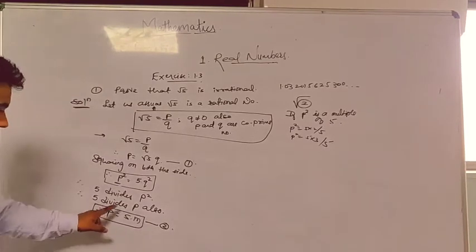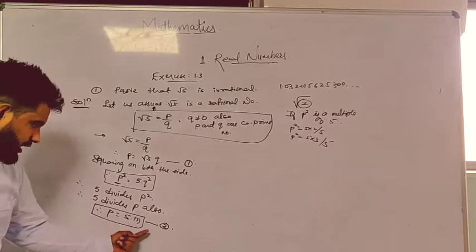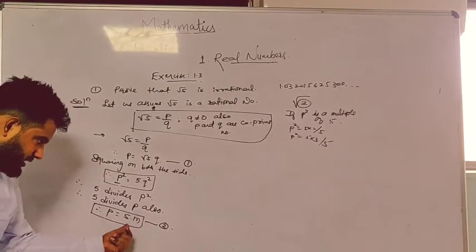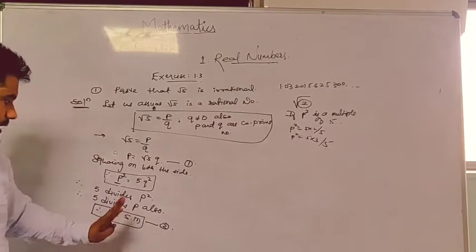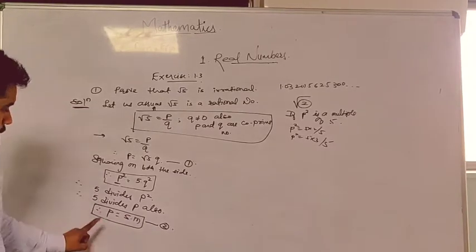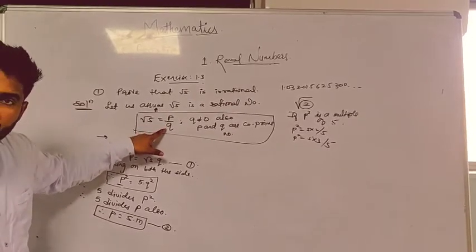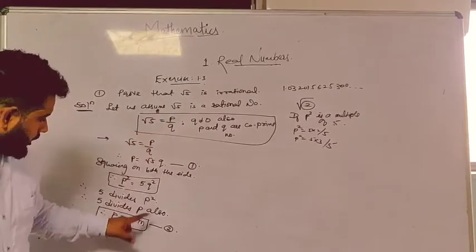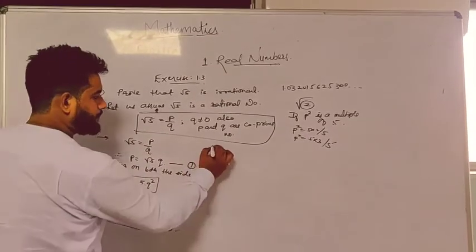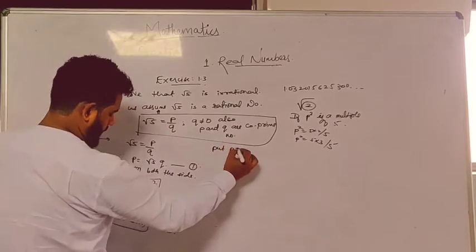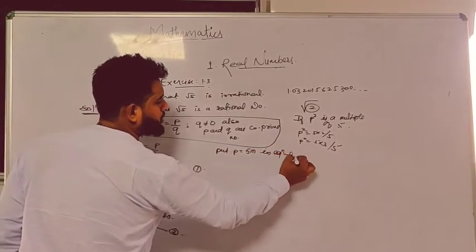Why is p equal to 5m? Because 5 divides p, so p should be a multiple of 5. Then and only then is this value divided by 5. Okay, equation 2 you got. So you have talked about this p. Now the next part you have to talk about q. So for this q, you have to put this value in equation number 1. So the next step: put p is equal to 5m in equation number 1.